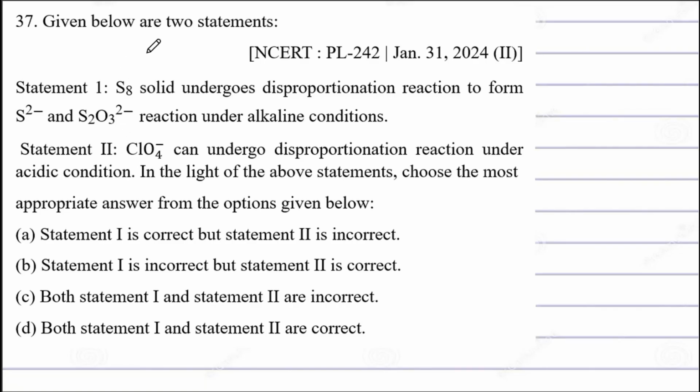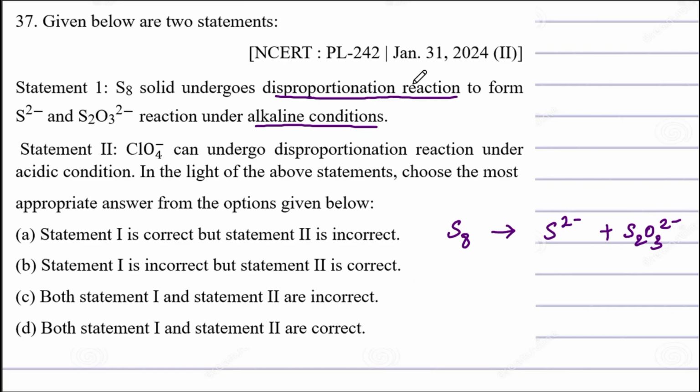Next question is, given below are two statements. Statement 1 and statement 2 are given. So we have to check whether the two statements are correct or incorrect. So let us see statement 1. S8 solid undergoes disproportionation reaction to form S2 minus and S2O3 2 minus under alkaline condition. So the given reaction is S8 undergoes disproportionation to give S2 minus plus S2O3 2 minus. So whether this is disproportionation or not, you find the oxidation state of sulfur in the reactant and the products.